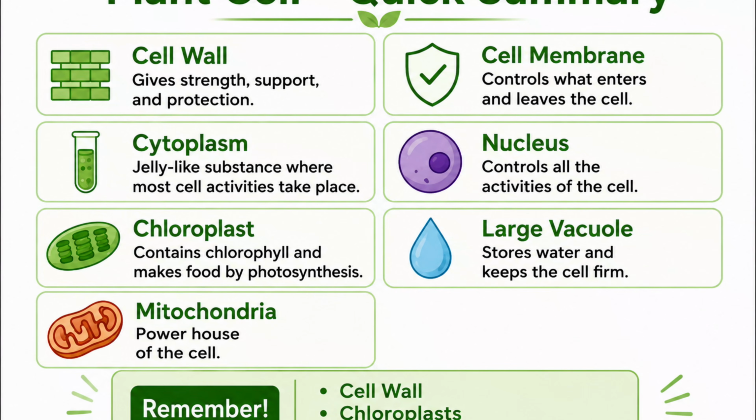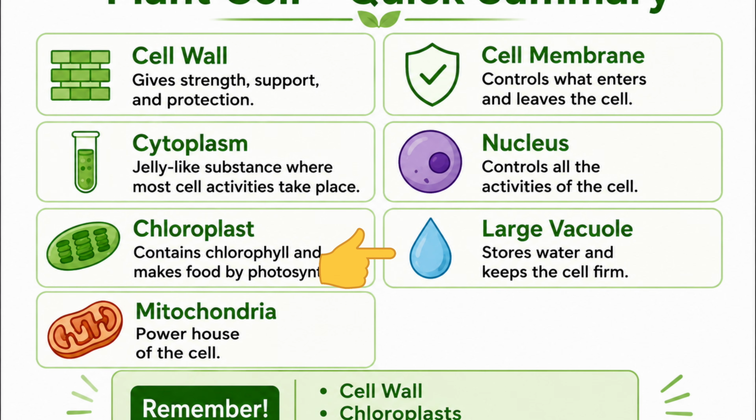Let's quickly revise the plant cell. Cell wall gives the cell strength, support, and protection. Cell membrane controls what enters and what leaves the cell. Cytoplasm, a jelly-like structure where most cell activities take place. Nucleus, the control center of the cell. Chloroplast contains chlorophyll and helps the plant make its own food by photosynthesis.